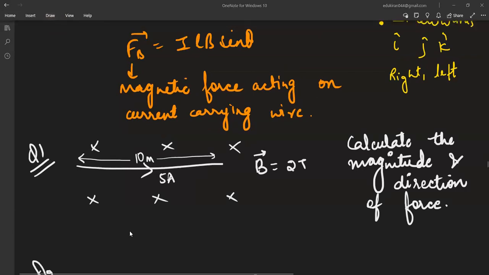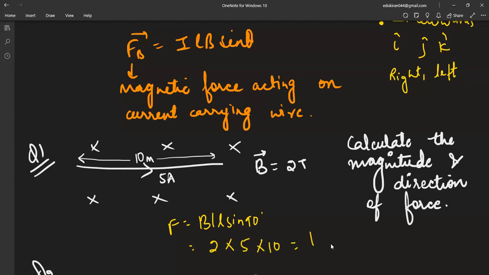See, you can notice the length of the conductor. This is placed perpendicular to magnetic field. So directly we have B I L sine 90 degree. Right, this is perpendicular to it. Current is 5, length is 10. So magnitude is 100 Newton. But the question is magnitude and direction.